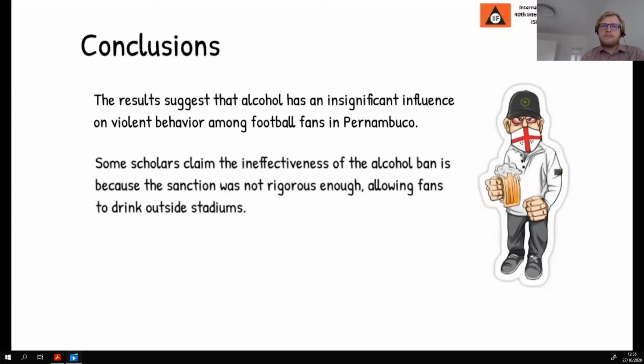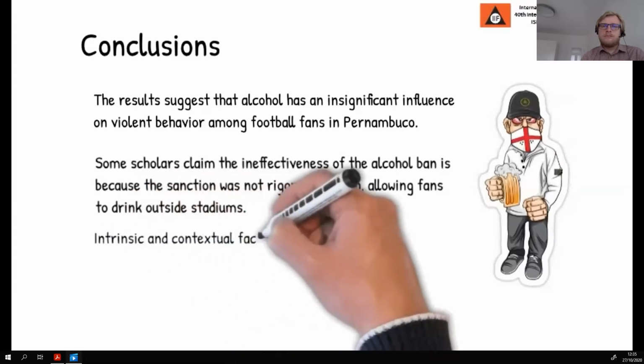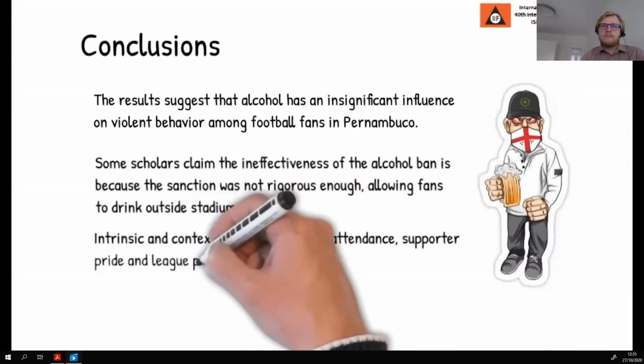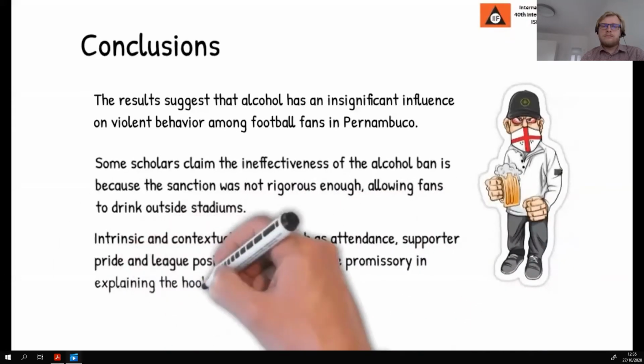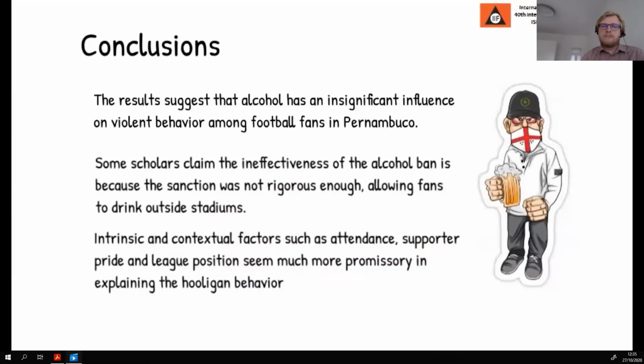Well, this is something that goes beyond the scope of this work, but what we can say is that some other intrinsic and contextual factors seem to be more promising in explaining the hooligan behavior, such as matches disputed on anniversaries of the club or on days that mean something for the club. The hooligan occurrences are much higher, historically speaking. Or the league position, when the specific match is played for a final or semi-final. So those factors seem to be more promising in explaining the hooligan behavior, much more than alcohol.